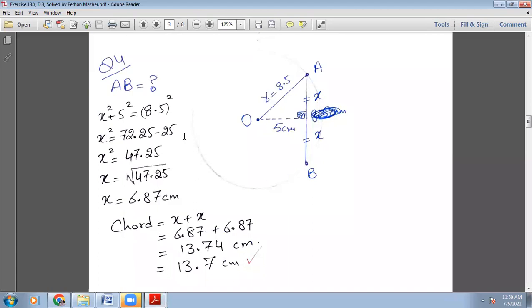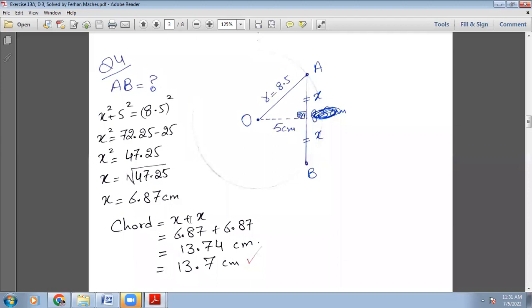So x square will be equal to 72.25 minus 25. So x square will be equal to 47.25. So x will be equal to the square root of 47.25. So x will be equal to 6.87. So this half portion of the chord is x, and it is 6.87.